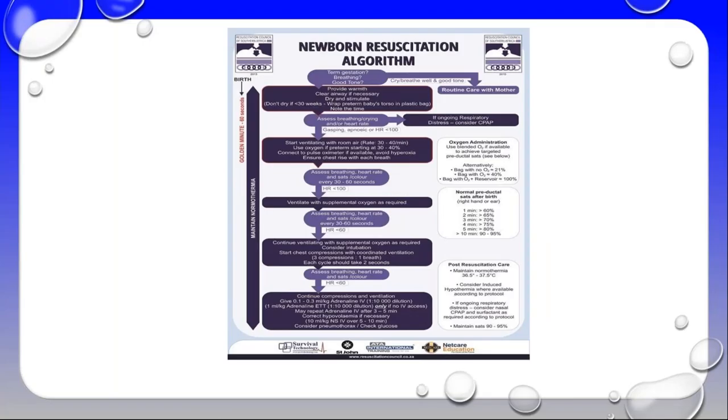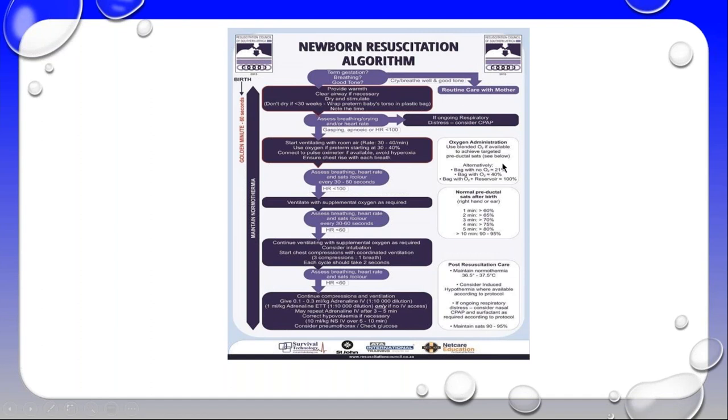This is the algorithm currently. This is a South African one. It is available to you if you pop us a message, and we will allow it, or you can just go on to the South African Resource Council site, and you can download it for yourself. These need to be put up everywhere close to a bed where a resus may occur so that staff can refer to it all the time.